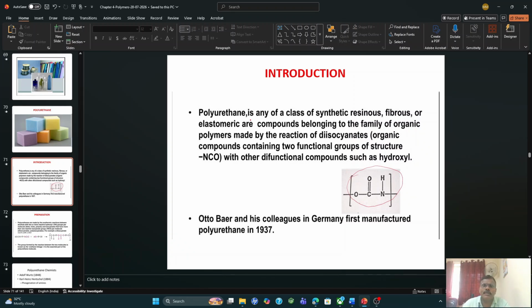Polyurethane is a class of synthetic resin type, fibrous type, elastomeric type materials and compounds, and comes under the category of organic polymers. So how do we synthesize? We synthesize the polymer by taking two monomers. One is a diisocyanate, an organic compound, and another is a hydroxy substituted compound.